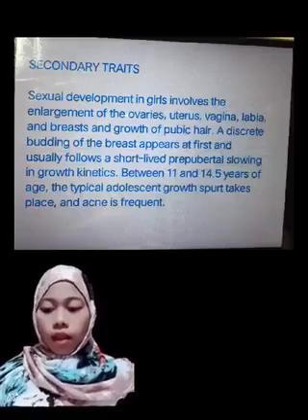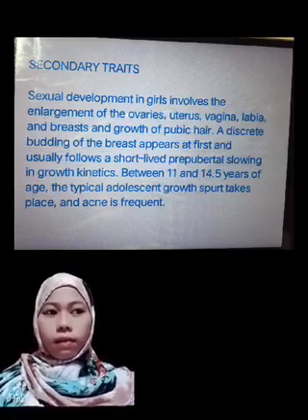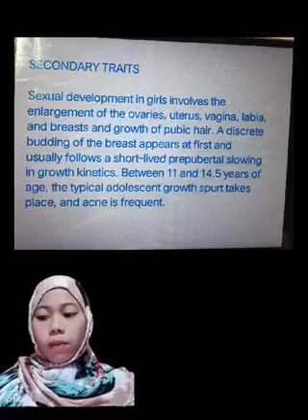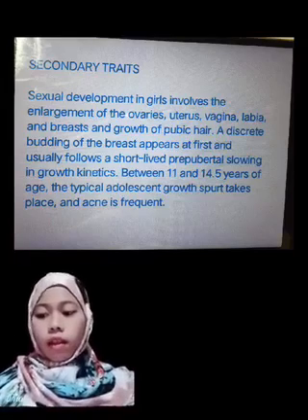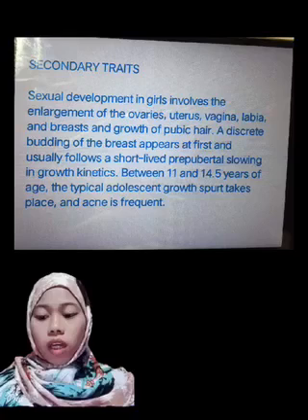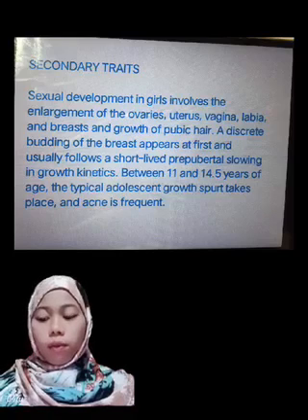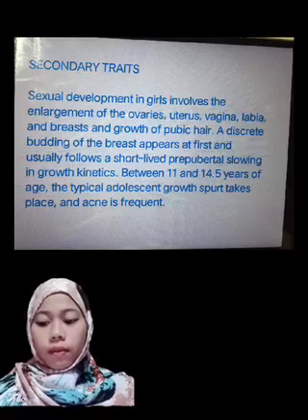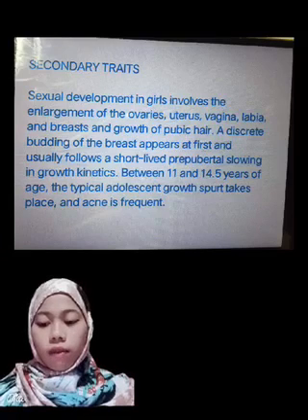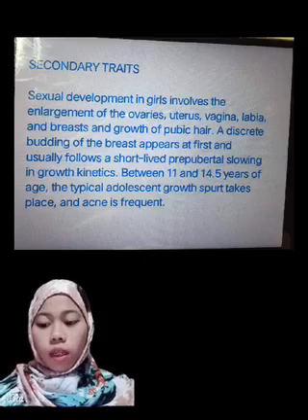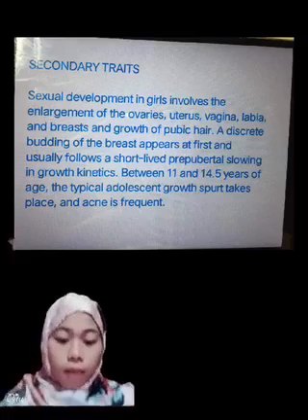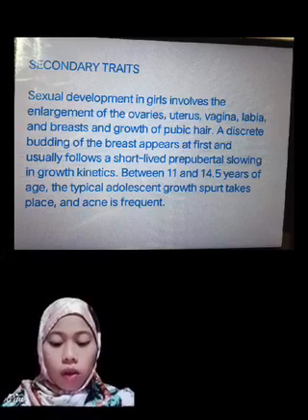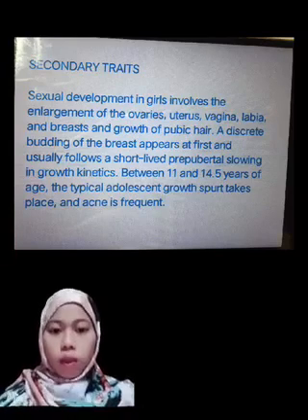So last but not least, let's proceed to the development of the secondary traits. Sexual development in girls involves the enlargement of the ovaries, uterus, vagina, labia, and breasts, and growth of pubic hair. A discrete budding of the breast appears at first and usually follows a short-lived prepubertal slowing in growth kinetics. Between 11 and 14.5 years of age, the typical adolescent growth spurt takes place and acne is frequent.